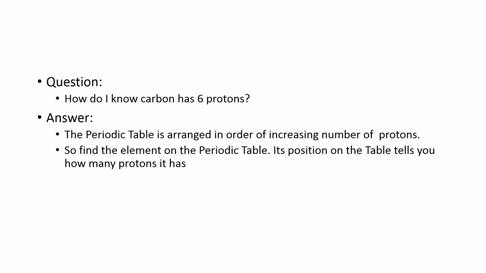Lastly, how do you know that a carbon has 6 protons, aside from me just telling you that? Well, the answer is actually pretty straightforward. The periodic table is arranged in increasing number of protons. That's the order of the periodic table. So all you have to do is find your element on the table, and its position will tell you how many protons it has. Prove this to yourself. Pull out your periodic table. Find carbon. You'll find it's element number 6. That means it has 6 protons in its nucleus. And that's everything you need to know today about the structure of the atom.